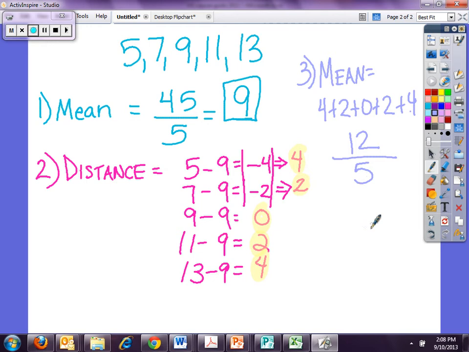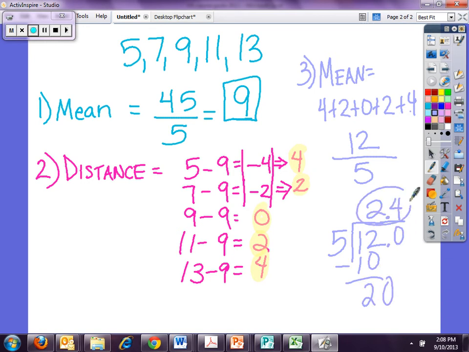Now, I don't want to leave it as an improper fraction, so I'm changing it to a decimal form. So I divide 12 by 5. There's 2, minus 10, 2, decimals. 5 goes into 20 4 times, so 2.4.